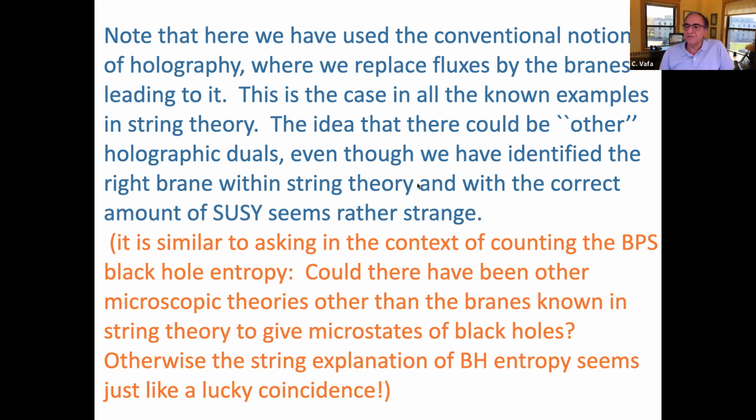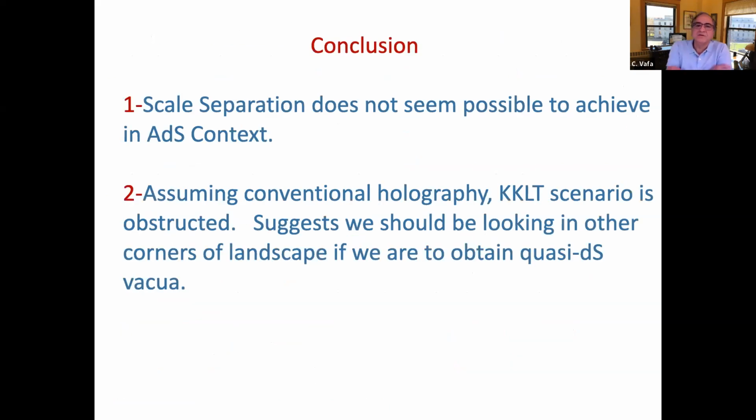So if conventional holography applies to this case, which we have assumed, then KKLT cannot be under effective field theory control. So let me conclude right on time, hopefully, that scale separation does not seem to be possible to achieve in AdS context. At least in all the known cases we have examined, it seems to be a problem. And assuming conventional holography, the KKLT scenario is obstructed, and this suggests that we should be looking in other corners of the landscape, or have other techniques to have more control of these corners, if we are to obtain a quasi-de Sitter vacuum. Thank you.